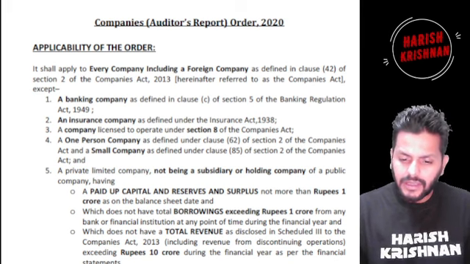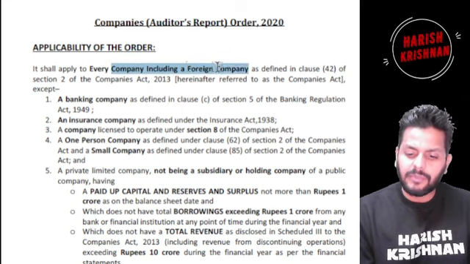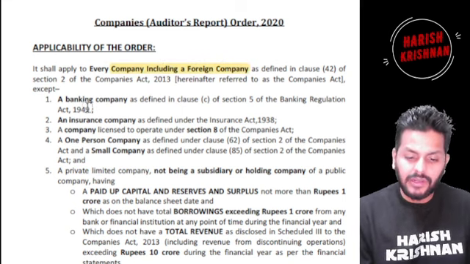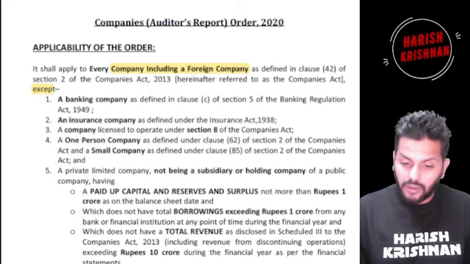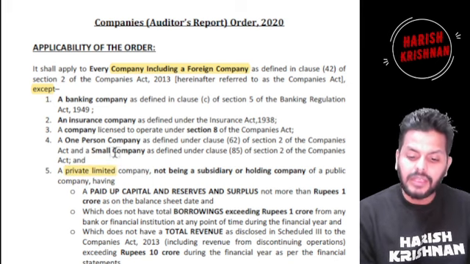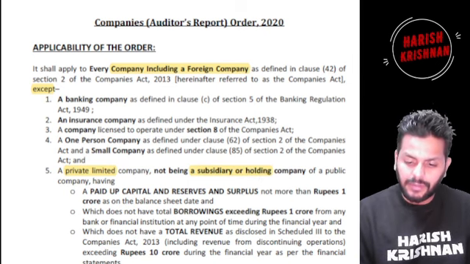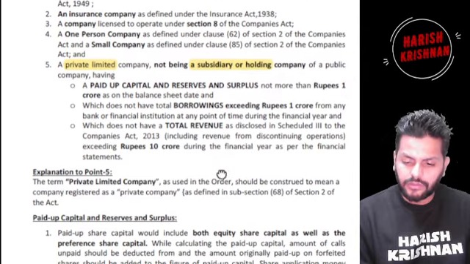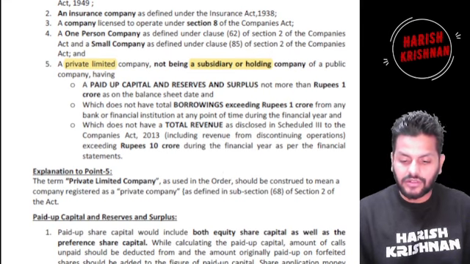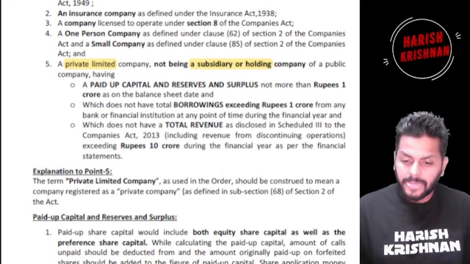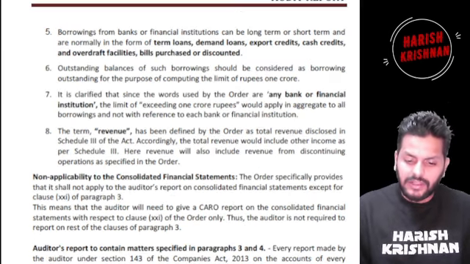So applicability absolutely has no changes, so you can just quickly run through it along with me. Every company, including foreign company, to whom the order is applicable, except in case of banking, insurance, one-person companies, Section 8 companies, small companies, and a private company not being a subsidiary or holding of a public company, whose paid up capital plus reserves are not more than 1 crore, borrowings not exceeding 1 crore, and total revenue not exceeding 10 crores. So the rest of the points continue to remain the same, and even the explanation continues to remain the same. So straight away let me move on to the clauses.